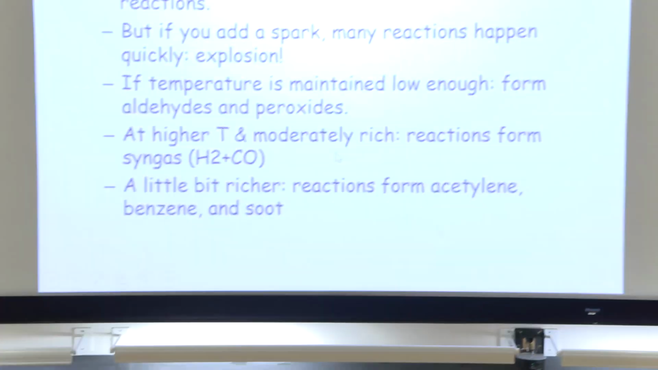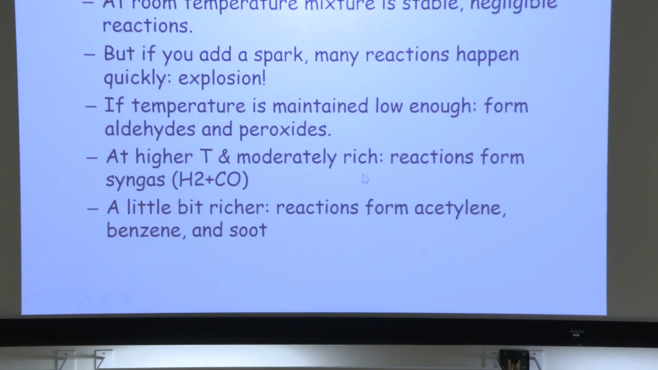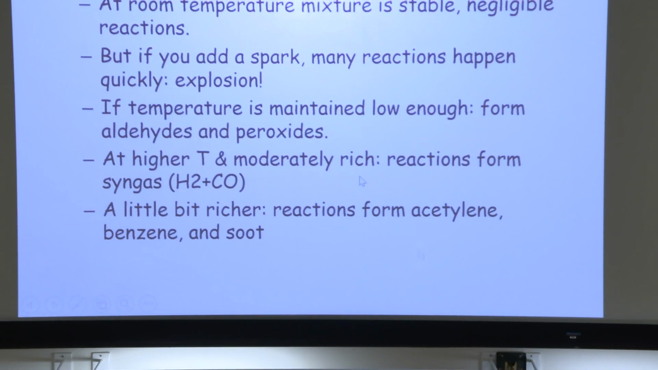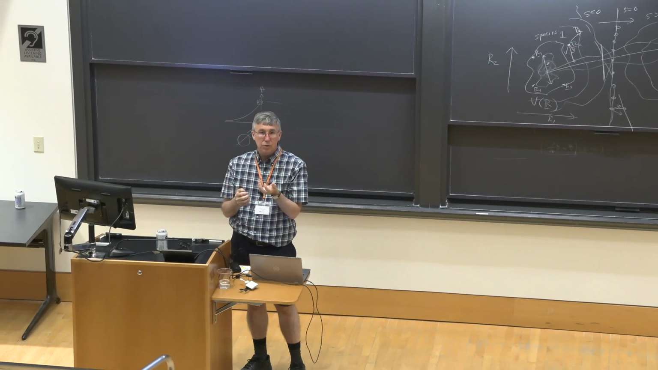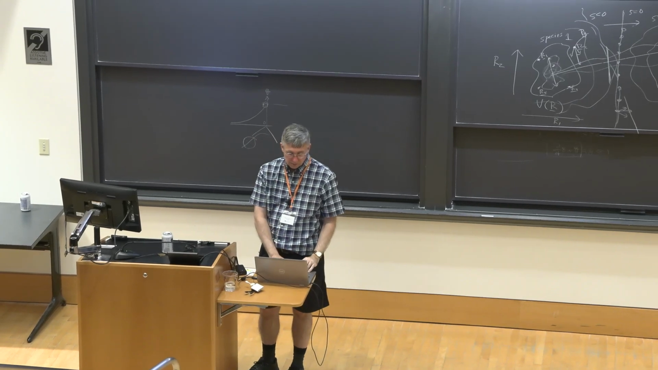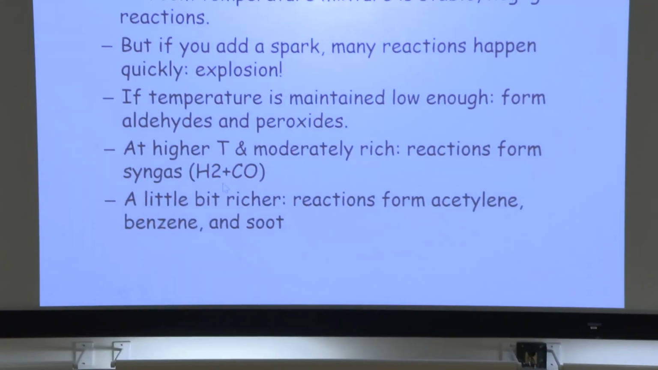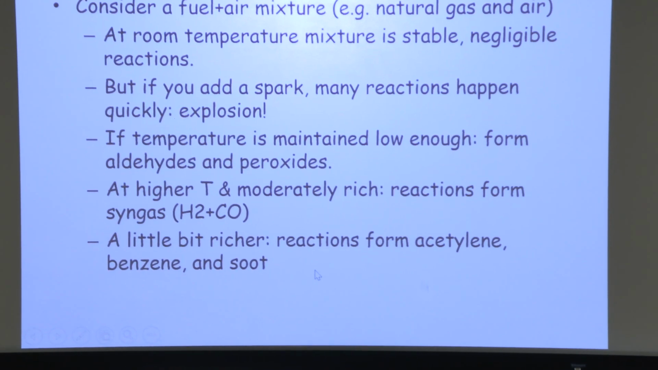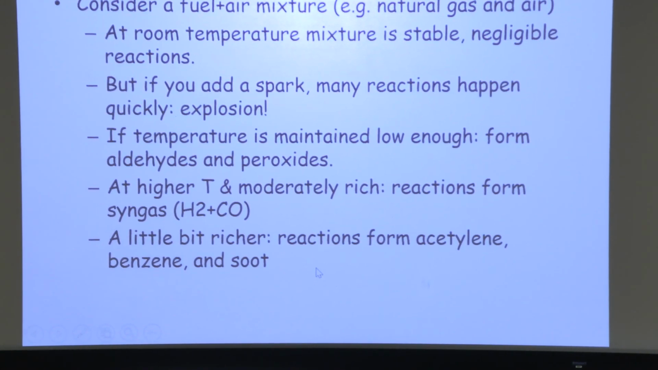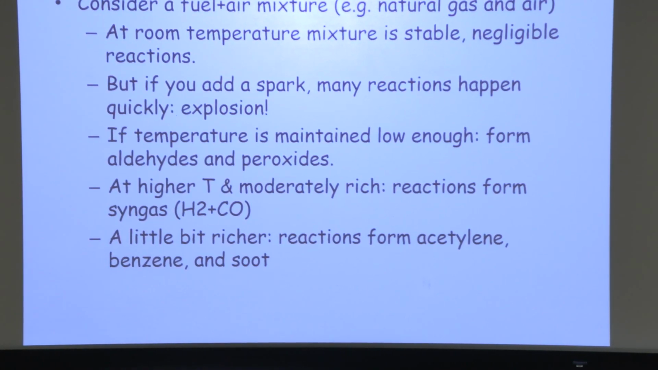And then if you make it rich, where you have a lot of gas and not very much air, you won't burn it to CO2. Instead, you'll burn it to carbon monoxide, CO, and you'll make a bunch of hydrogen. And if you make it even a little bit richer, you'll actually see black powder form. You'll make soot, you'll make benzene, you'll make acetylene, all kinds of stuff.